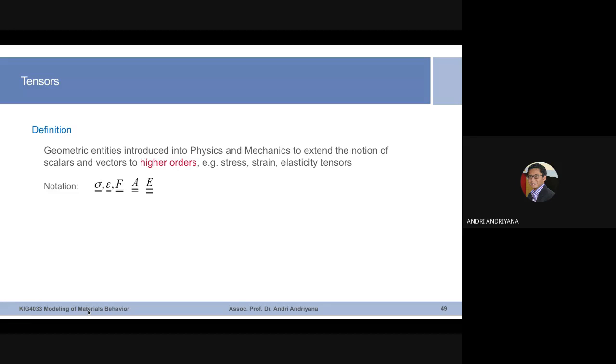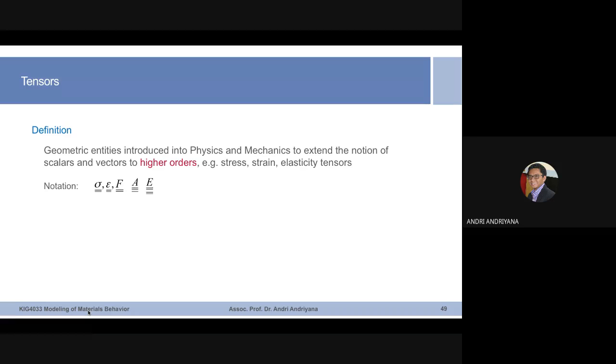Now I move to tensors. We started with some quantities that can be described by a scalar, like energy, temperature, and mass. Some quantities can be described by a vector, for instance force, as I mentioned, accelerations, velocity, displacement. Some quantities require another way to express them. In physics and mechanics, besides scalars and vectors, we also have what we call tensors. Tensors are basically geometric entities introduced into physics or mechanics to extend the notions of scalars and vectors to higher orders. So this is the extension of scalars, the extension of vectors.